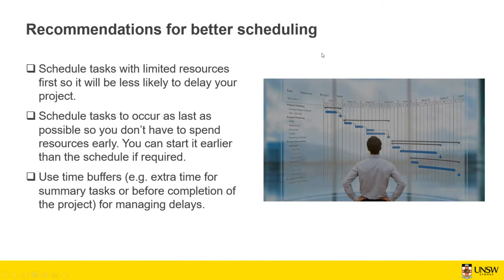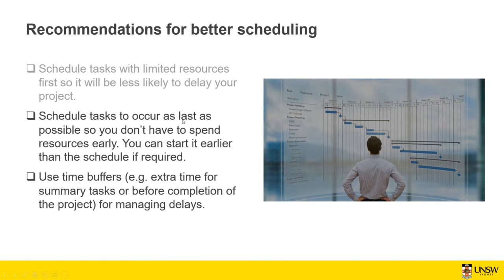Okay, there are some recommendations for better scheduling. Schedule tasks with limited resources first, so it will be less likely to delay your project. It means that you got some tasks with limited resources available for doing them. If you put those tasks at the end of the project, then perhaps you cannot find the resources and the project can get delayed. But if you start those tasks earlier, then there's less chance of delaying your project.